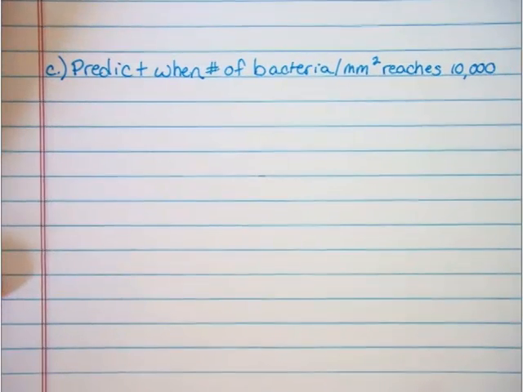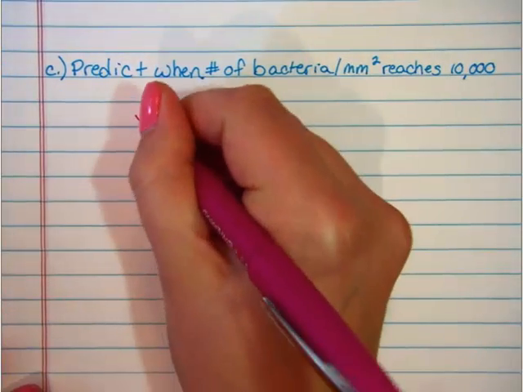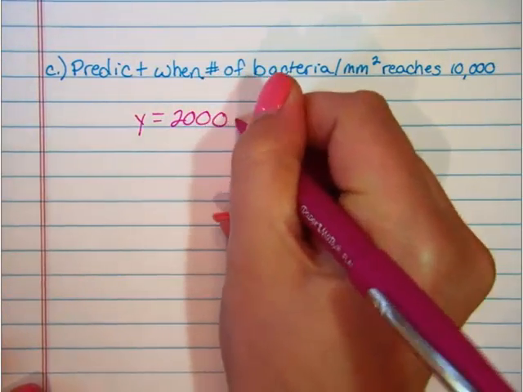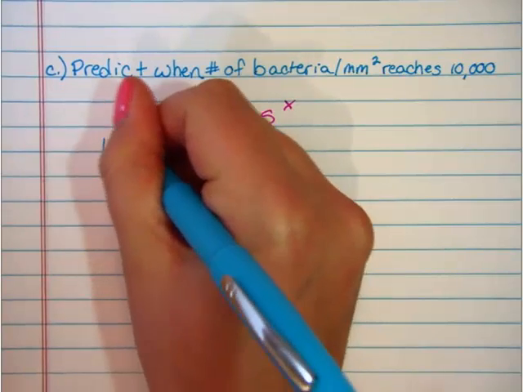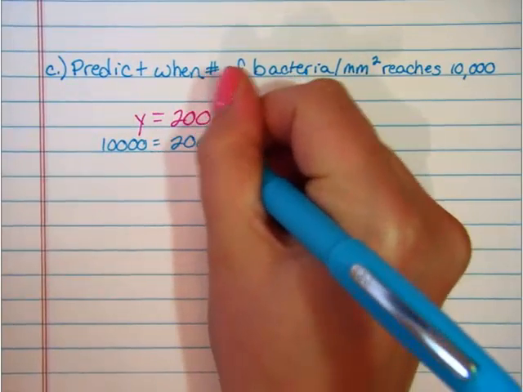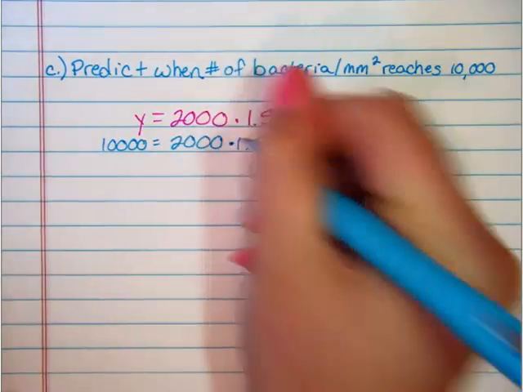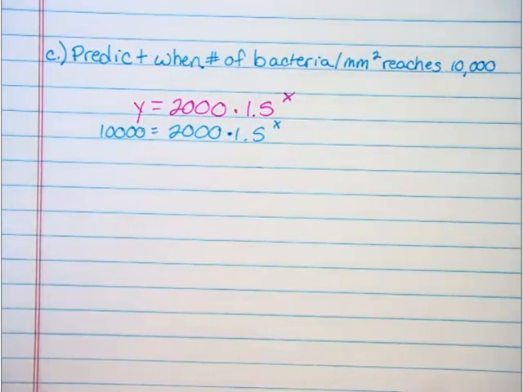Okay, next example, talking about when does the number of bacteria reach 10,000. So now I have to figure out the when piece to it. Again, my equation is y equals 2,000 times 1.5 to the x. I'm looking at 10,000 bacteria, and I'm trying to figure out when, so I'm trying to figure out x. Therefore, 10,000 goes in place of my y value. So you're getting used to practicing solving depending on where the different unknown values are.